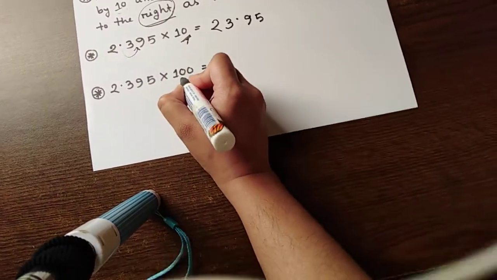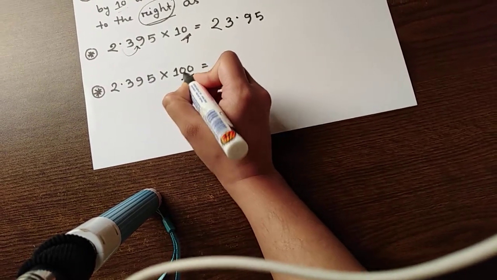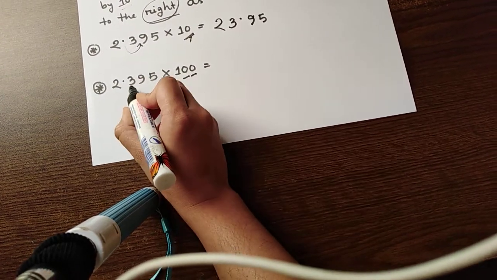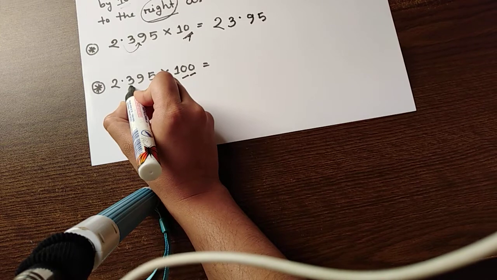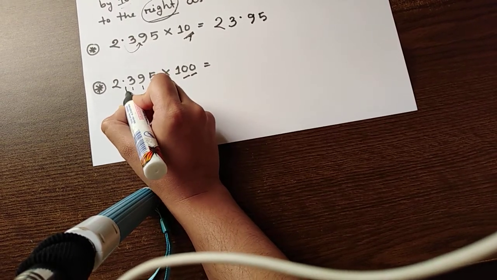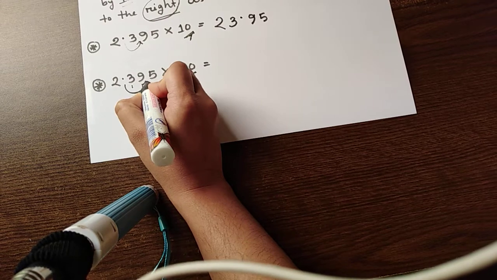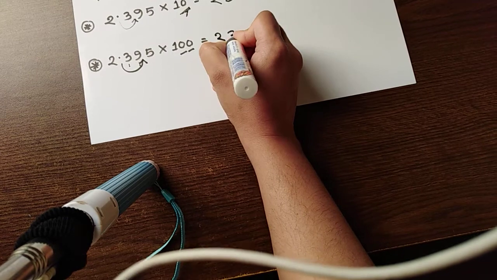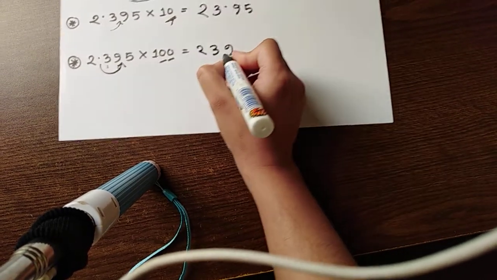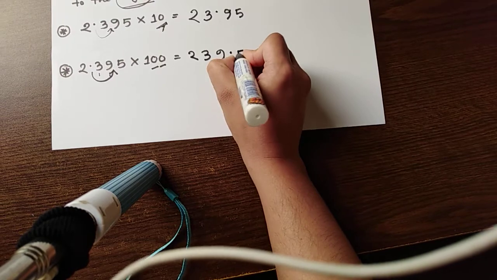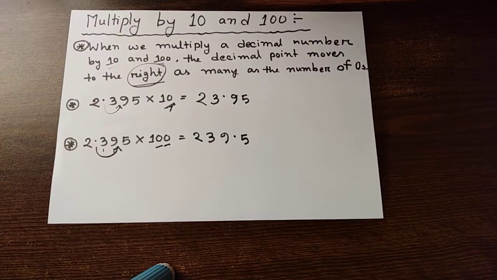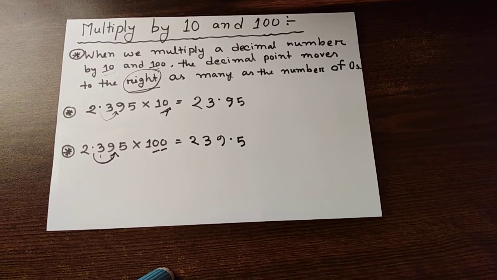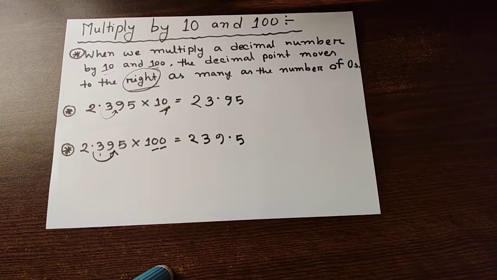Same way, here is 100 and the decimal point is there. We have to move 2 digits right. That means 1 digit, 2 digits, the decimal point moves to the right. The result will be 239.5. In this way, you can multiply any decimal number by 10 and 100 easily.